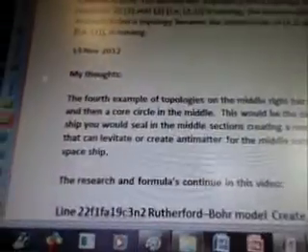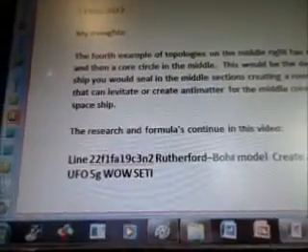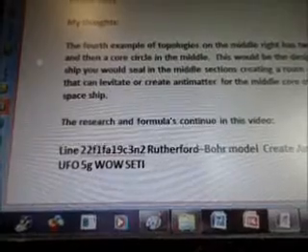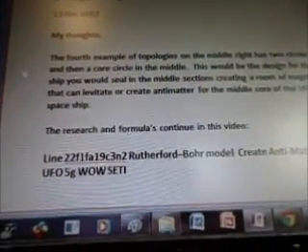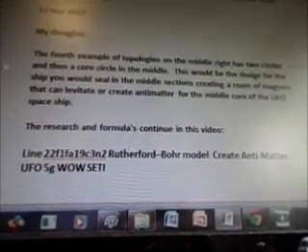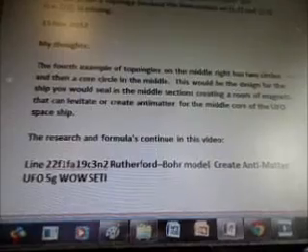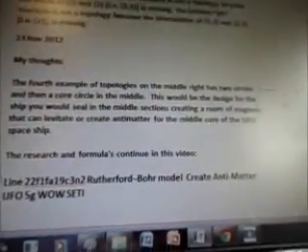Okay? The research and formulas continue in this video in line 22f1fa19c3md1. Rutherford Bohr model create antimatter UFO 5G Wow Seti. There's a whole bunch of videos about creating antimatter and matter for this design. I still have to write down the titles first and then film them, okay? So I'll get to it as soon as I can.